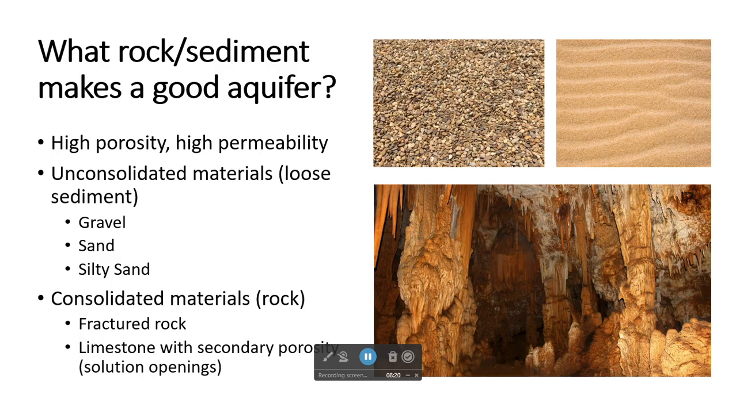So again, just a note then of what actually makes a good aquifer. So obviously it would have to be high porosity or high permeability, but mostly unconsolidated materials or loose sediment make very good aquifers. So gravel, sands, and silty sands that are loose are great aquifers. But then consolidated materials can also be good aquifers as well. So any sort of fractured rock, and then also limestones with secondary solution openings.